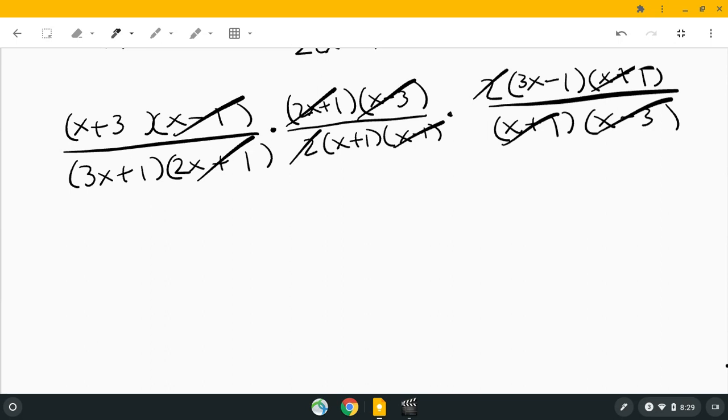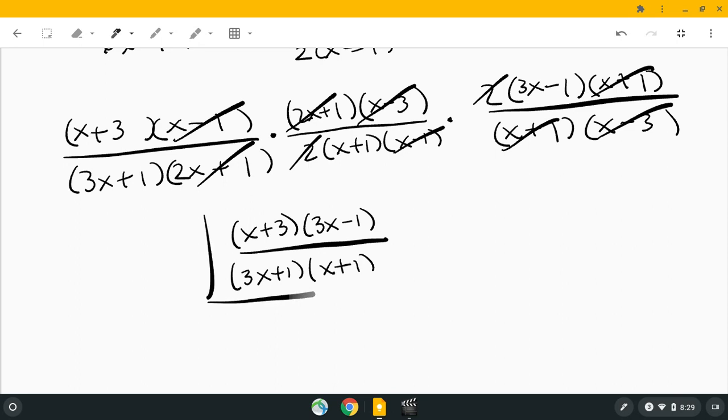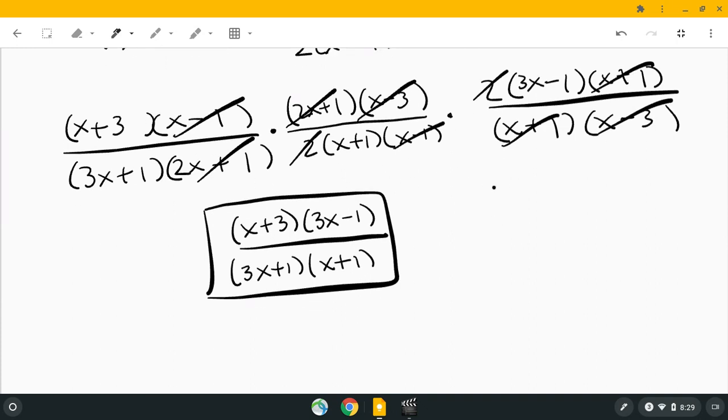All right, so what's left? In the numerator, I have an x plus 3, and I have a 3x minus 1. In the denominator, I have a 3x plus 1, and I have an x plus 1. Okay? So that is it. Again, if they don't take your factored answer, just multiply everything out. Okay? All right, so that is pretty much it. And this is about as difficult as they get. And like I said, I like this problem. So I'm going to try to put something like this one on the test.